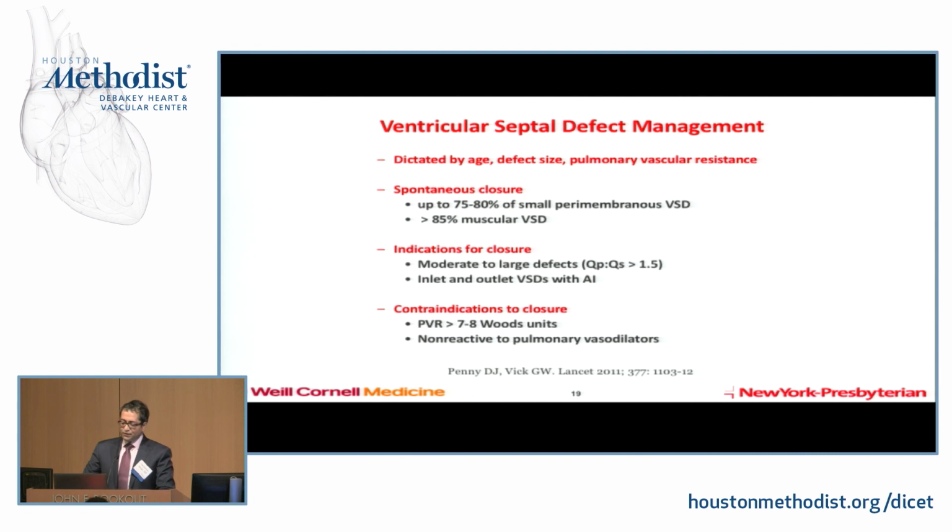So the management of VSDs is dictated by age, by the defect size, by the vascular resistance. As I mentioned, a lot close on their own. And when do we consider closure? Well, if you're seeing moderate to large defects, if the QP:QS is greater than 1.5 to 1, we do consider closure. We have a lower threshold for inlet and outlet VSDs, especially if they're developing aortic regurgitation. And when do you not close, which is sometimes just as important as when you do close, is if you really have significant pulmonary hypertension. If it's fixed, certainly you don't want to close, and if it's getting to the high points, you don't want to close as well.